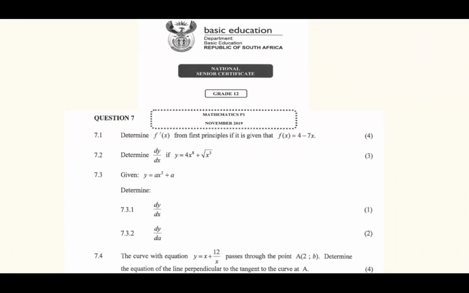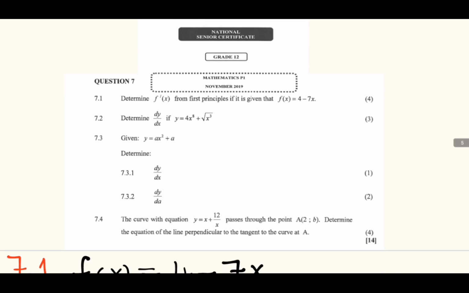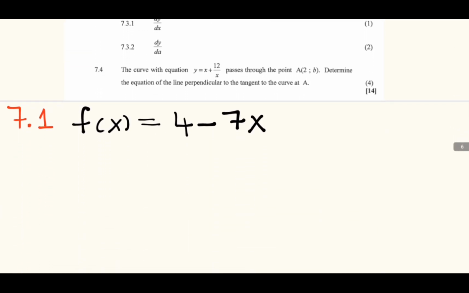My name is Bino, and in this video we'll be going through question 7 from the November 2019 Mathematics Paper 1 Grade 12 past paper. Question 7.1, we have to determine f prime of x from first principle if it is given that f of x is equal to 4 minus 7x. So we are going to use the first principle.